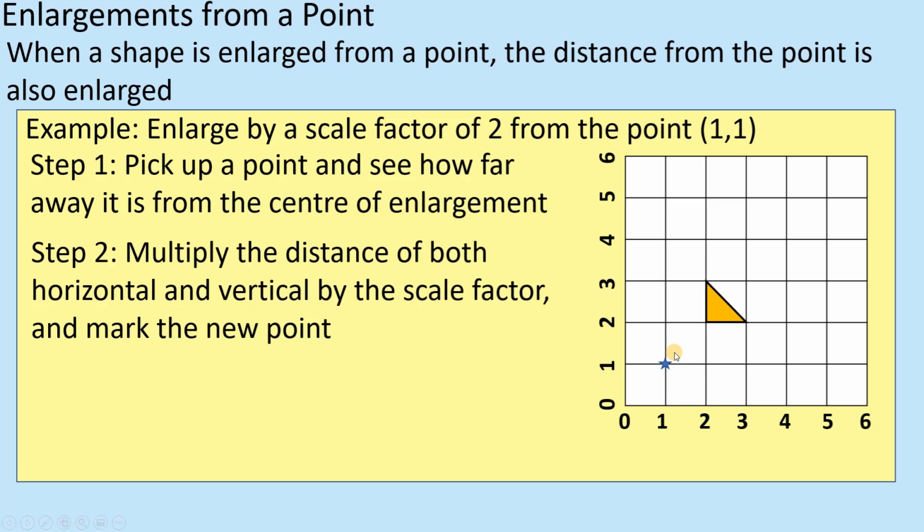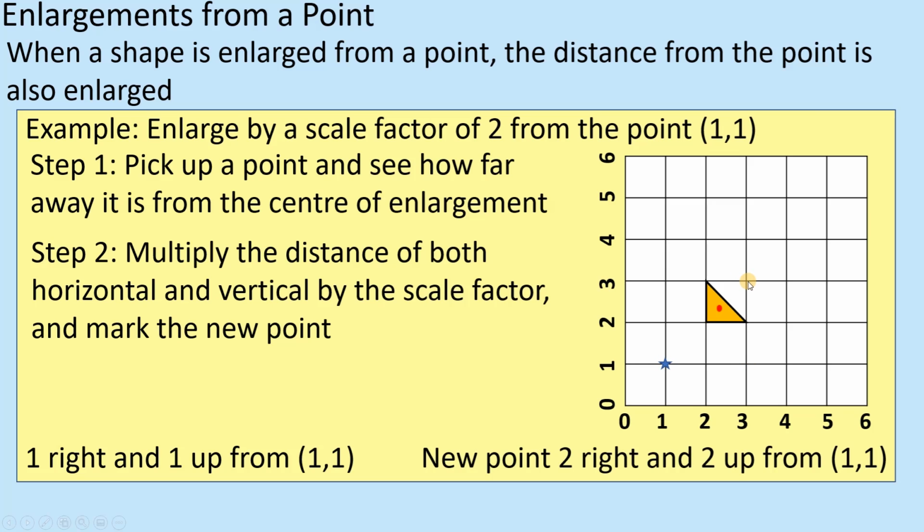Okay, so let's start with the one corner. We'll start here, and hopefully you can see this is currently one right and one up. You can see that written at the bottom over here. So it's one right and one up from the point we're enlarging from. What we're saying is it's now going to be twice the distance from there. So it's going to be two right and two up. So it's going to go to there. You can see that moving. Two right and two up.